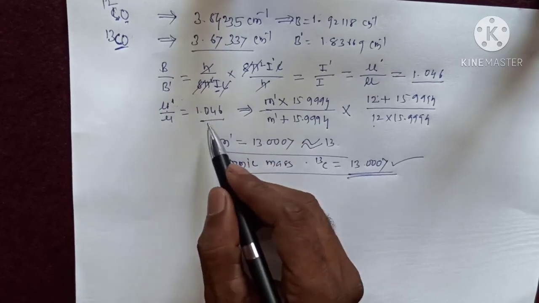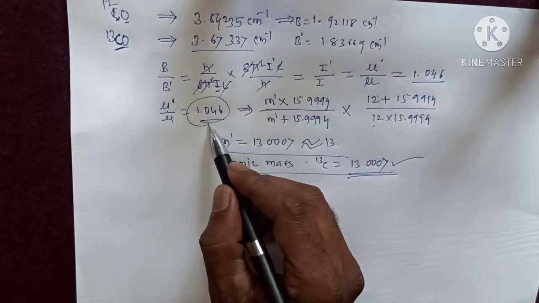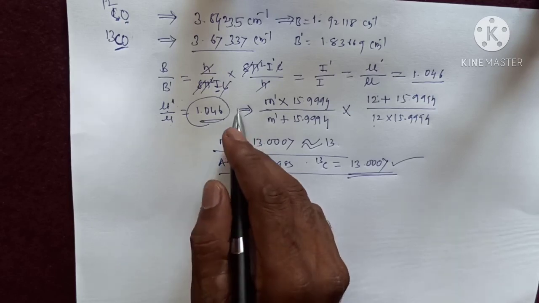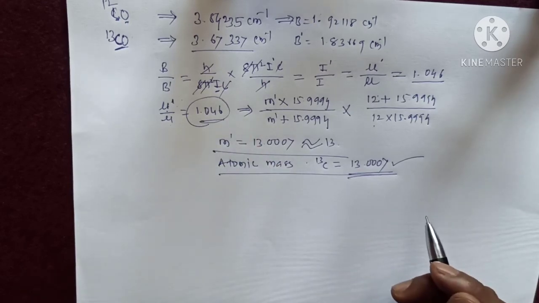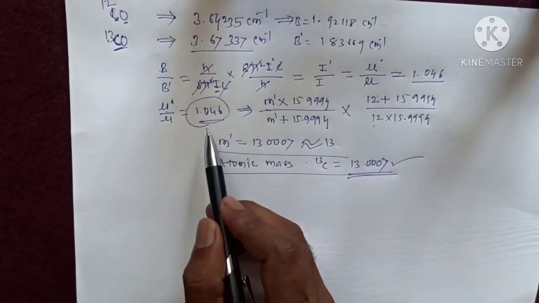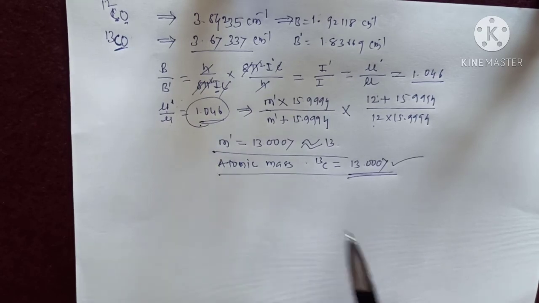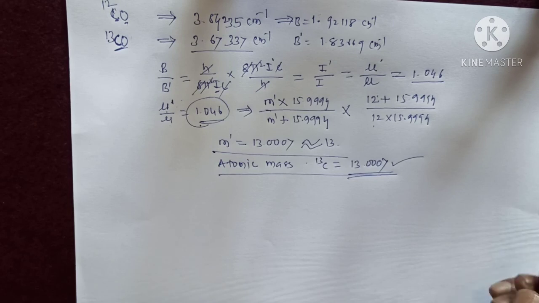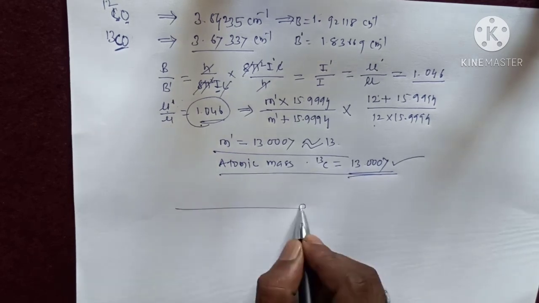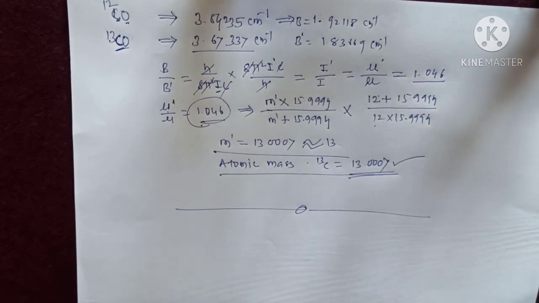This ratio becomes something different from 1, because if the molecules were the same, the ratio would be expected to be 1, but actually we are getting a different ratio, and this kind of effect is known as the isotopic effect. Got the point? So this is all about your rotational spectra.